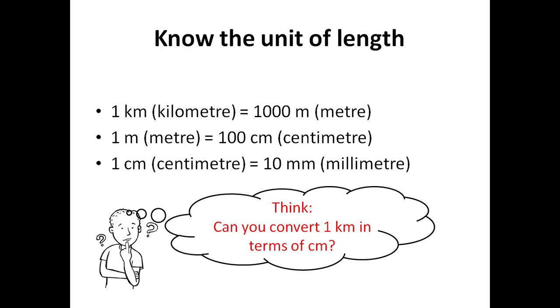1 kilometer is equal to 1000 meter and 1 meter is equal to 100 centimeter. Now we need to think how to convert 1 kilometer into centimeter. It is very simple. Just multiply 1000 meter by 100 centimeter. So the answer is 100,000 centimeters. 1 kilometer is equal to 100,000 centimeters.